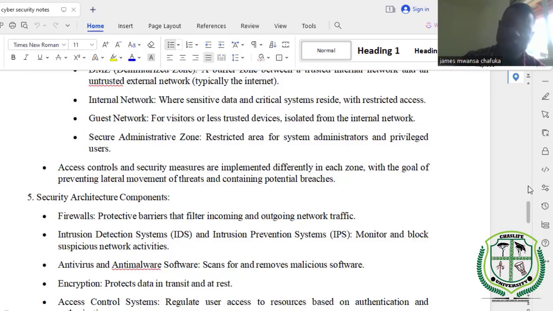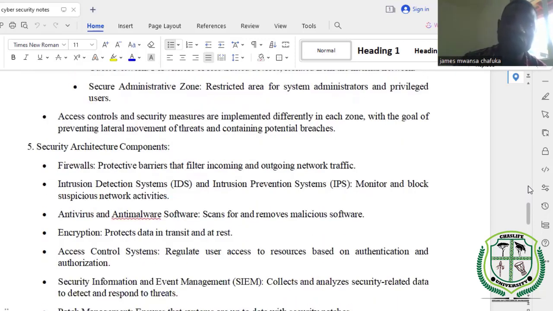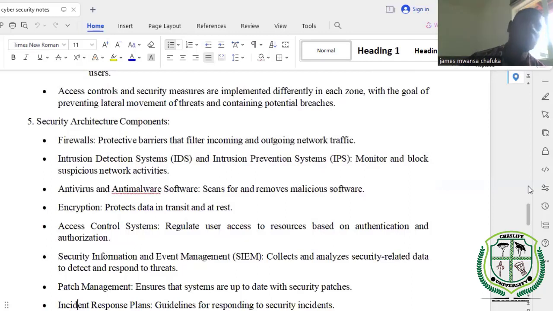with the goal of preventing lateral movement of threats and containing potential breaches. So these are the security zones, and then we also have an aspect of security architecture components.